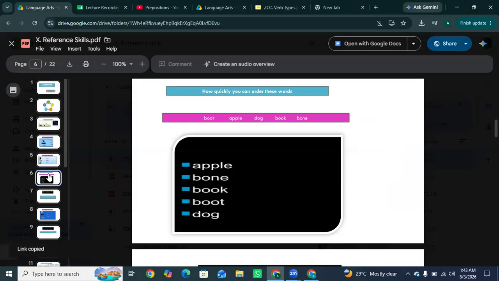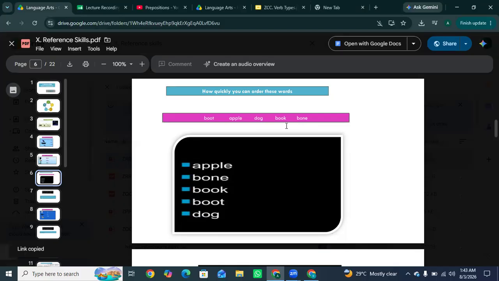The next one is how quickly you can order these words. Boot, apple, dog, book, bone. Look at the first letter, A. A comes first, so apple would be first. Then comes B: book, boot, and bone.